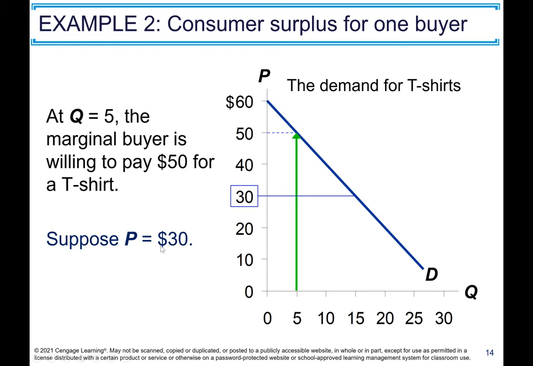Suppose the price is $30, then his consumer surplus is 20, which is the willingness to pay, 50, minus 30, and the surplus is 20.